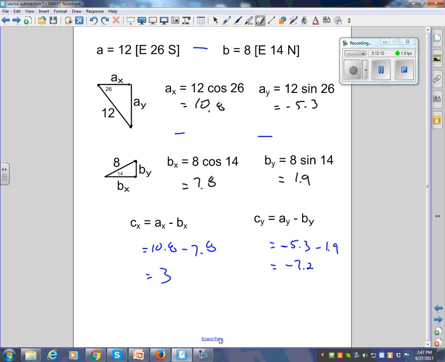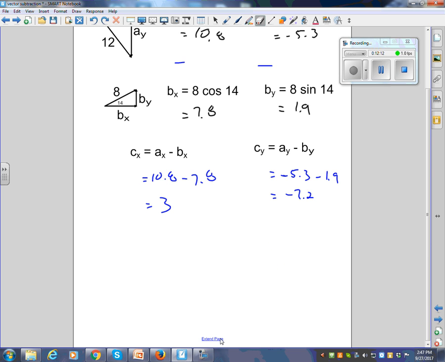So then you can draw that and just say, 3 to the right. Yep, that's exactly what we're going to do. We're going to go 3 to the right, because this is CX, and this is CY, which is 7.2, and this is 3.